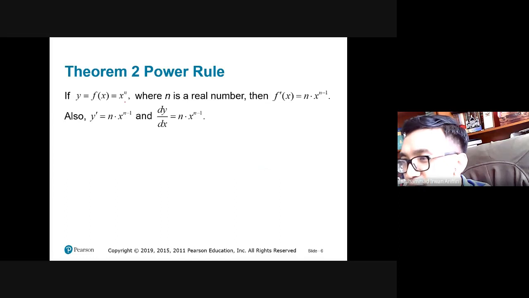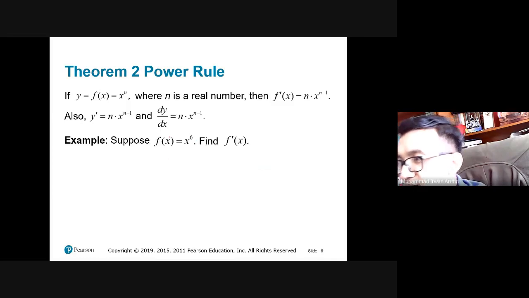So this is the shortcut formula for finding the derivative of a power function. If this is x to the power of n, where n is any real number, then the derivative of f at x is: we take this n and bring it to the front of x, so it becomes a coefficient that we multiply, but then the power has to be reduced by 1.